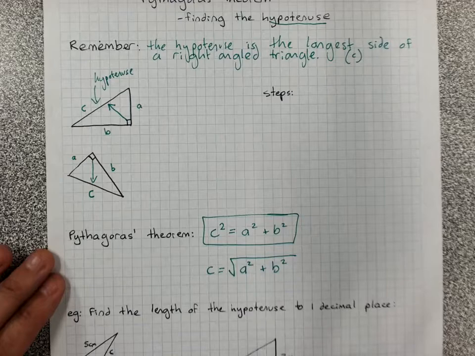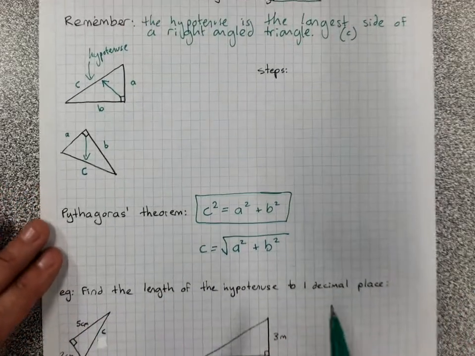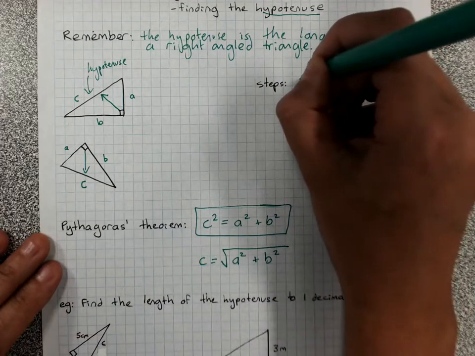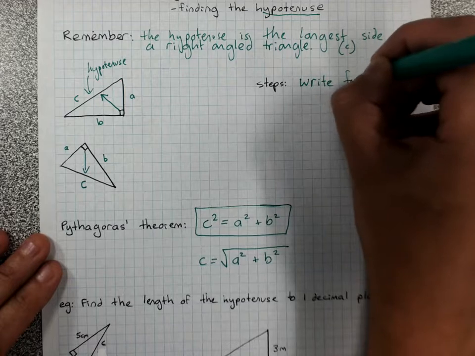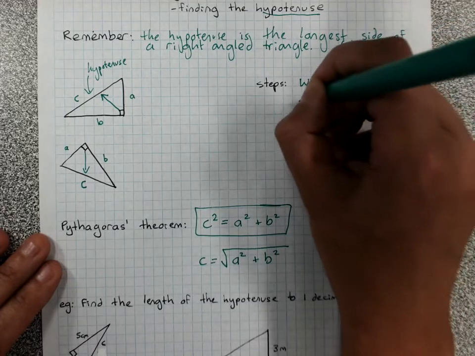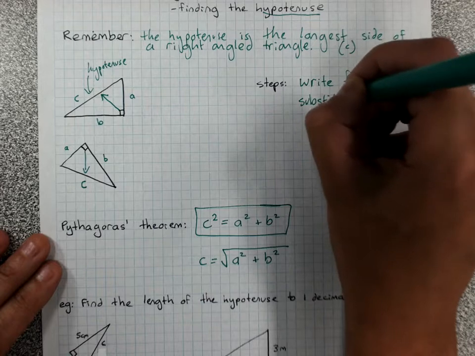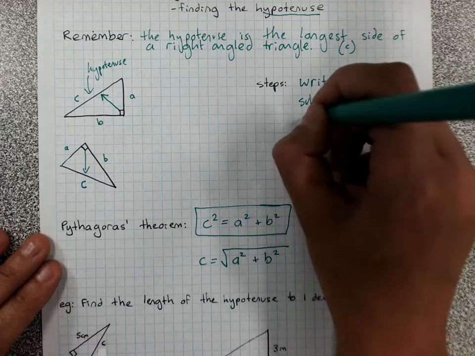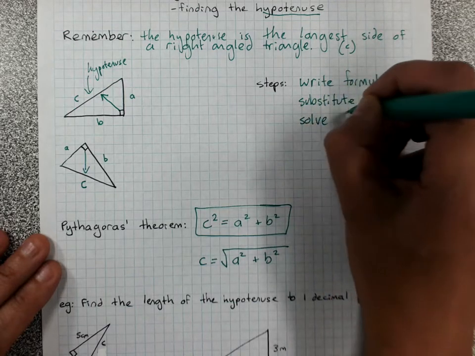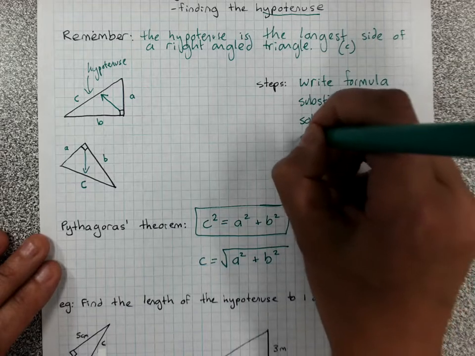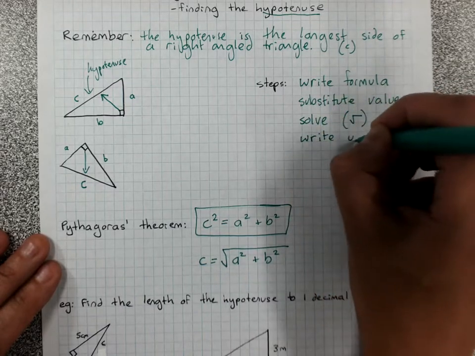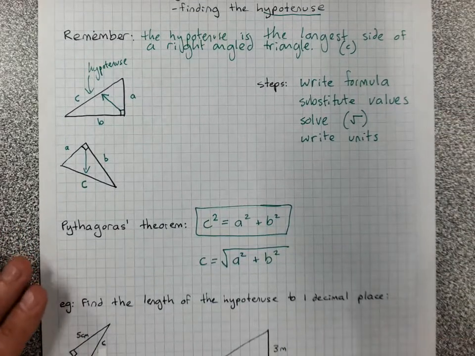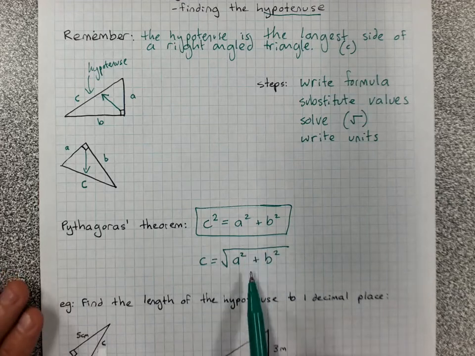Our steps when I'm asked to find the length of the hypotenuse. Step 1. If there's a formula, we always write the formula. We substitute in the values we know. And we solve it, and don't forget the square root. And we write the units. Now we might need a bit of practice to remember the steps of Pythagoras' theorem, and I'm going to do one example with each formula.